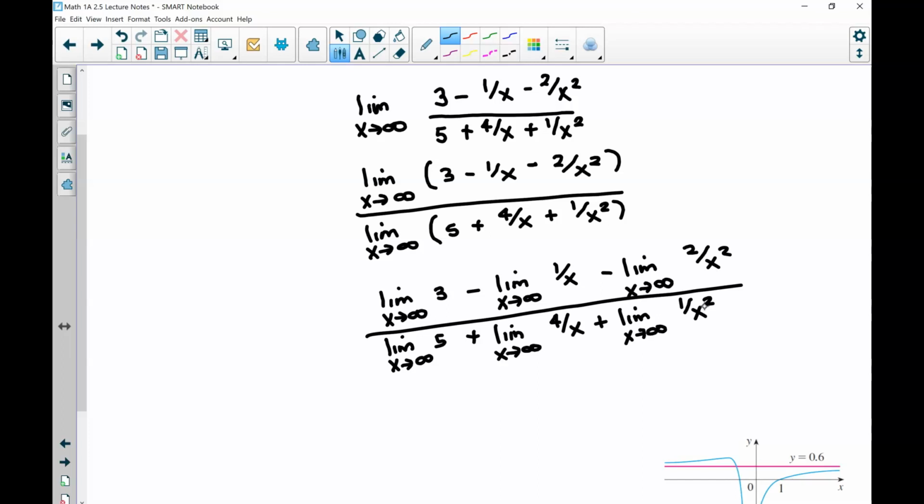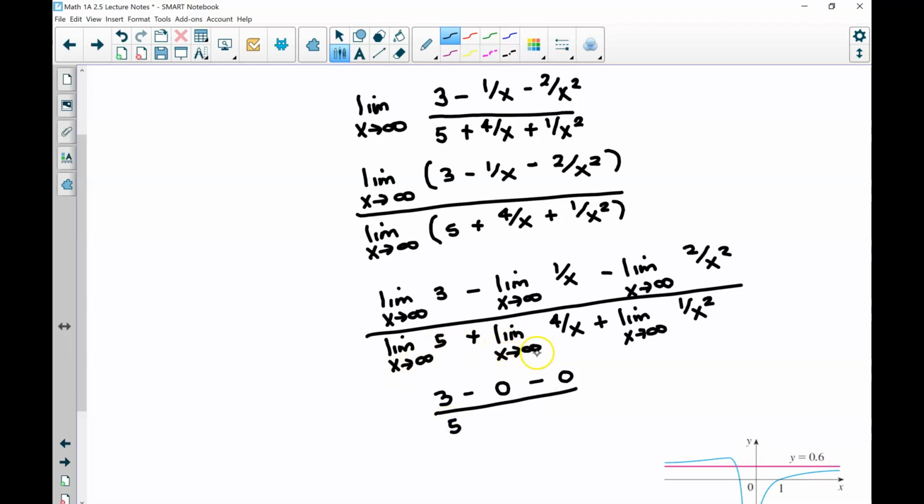Well, when we evaluate these limits, the limit as x approaches infinity of 3 is a constant, so this is 3. Minus, from the previous definition, whenever you have the limit as x approaches infinity of 1 over x, this is going to be 0. Minus the limit as x approaches infinity of 2 over x squared, which is also going to be 0. Divided by the limit as x approaches infinity of a constant, which is 5.